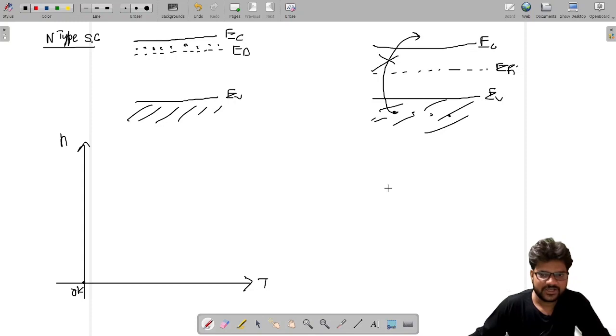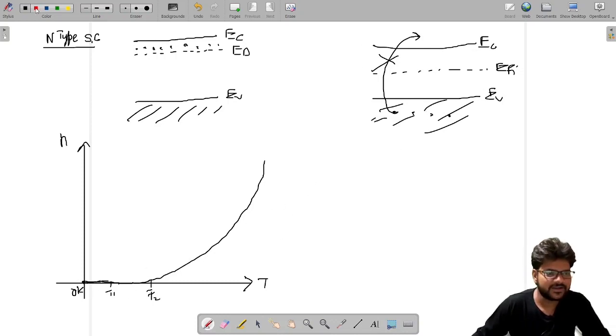Now as you increase the temperature, let us say this is T1 temperature and this is T2 temperature. At lower temperature for a pure semiconductor there won't be any electrons, and after a particular temperature, electron and hole pairs will be generated and the number of electrons will increase exponentially. So this is how the number of electrons increases in a pure semiconductor when we increase the temperature.